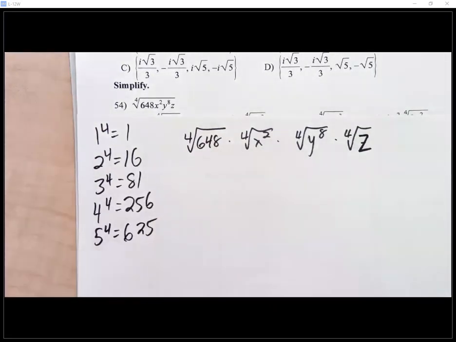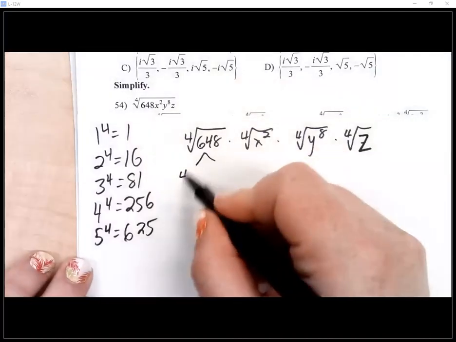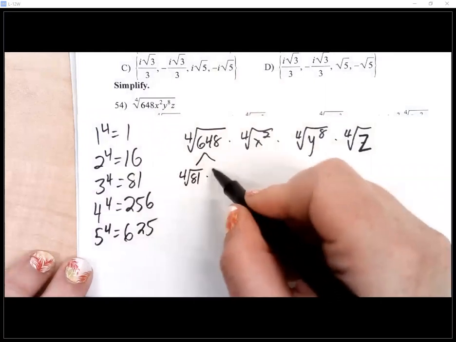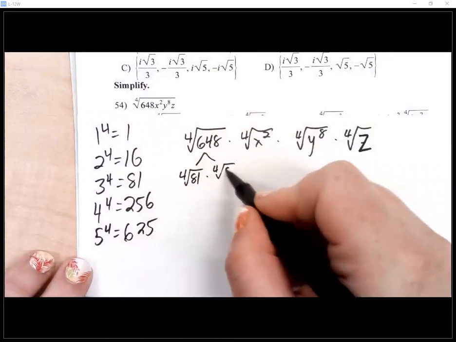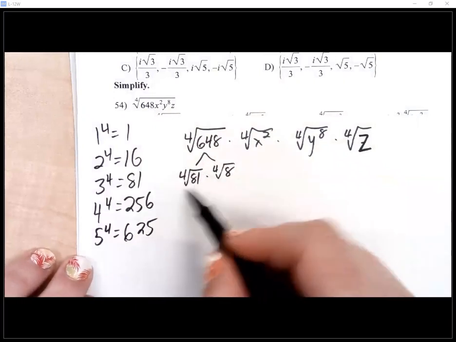So let's try 256 into 648. Nope. Let's try 81. Oh, good. 81 goes in 8 times. So I'm going to split this up into the fourth root of 81 times the fourth root of 8. Now, according to my little chart, I know what the fourth root of 81 is. It's just 3.